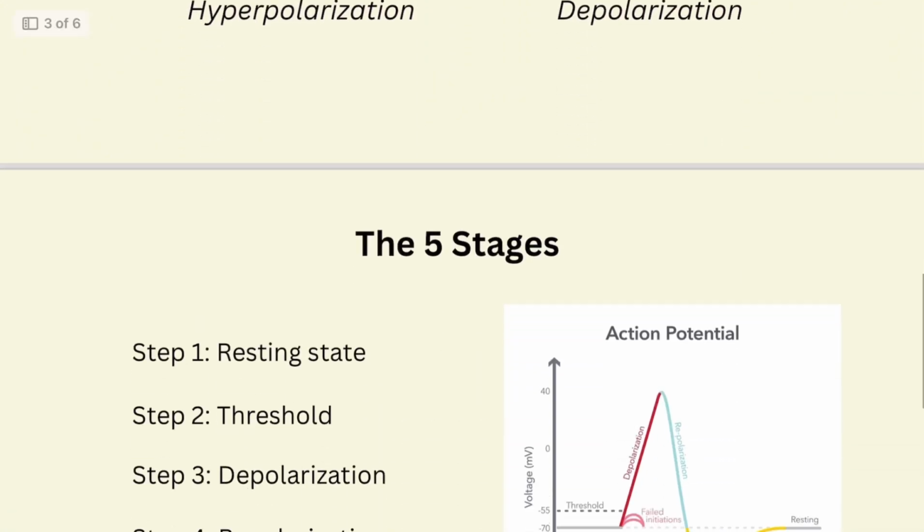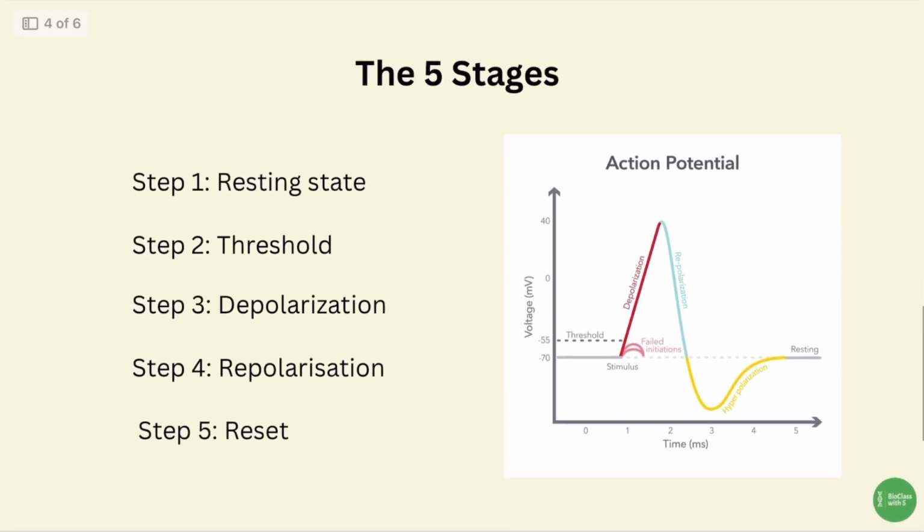Now that you have a good understanding, let's look at the 5 main stages. So we have step 1, which is the neuron's resting state. At rest, a neuron has a negative charge inside. It's about negative 70 millivolts. This is due to the uneven ion distribution. There's more sodium ions outside and more potassium ions inside. The sodium-potassium pump maintains this state by moving ions against their concentration gradients.